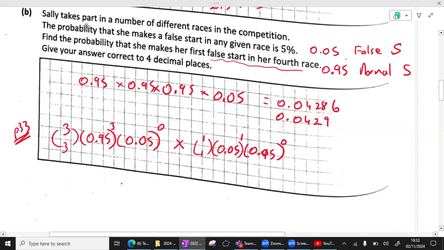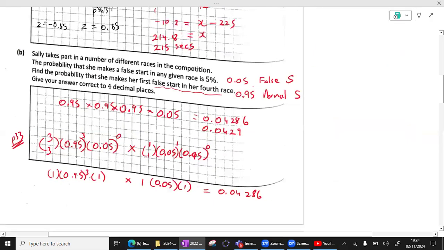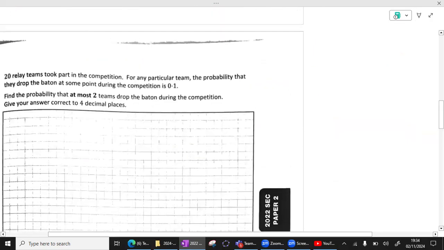Okay, so we end up getting 3 choose 3 is 1, 0.95 cubed, and anything to the power of 0 is 1, multiplied by 1 choose 1 is 1, 0.05, and then anything to the power of 0 is 1. So you can see there, you actually end up getting exactly the same answer if you do it that way. So it's kind of up to yourself. The first way does look easier, but in some of the questions the Bernoulli method, Bernoulli trial, is less complicated. So it depends on the question. Either way, you can choose.